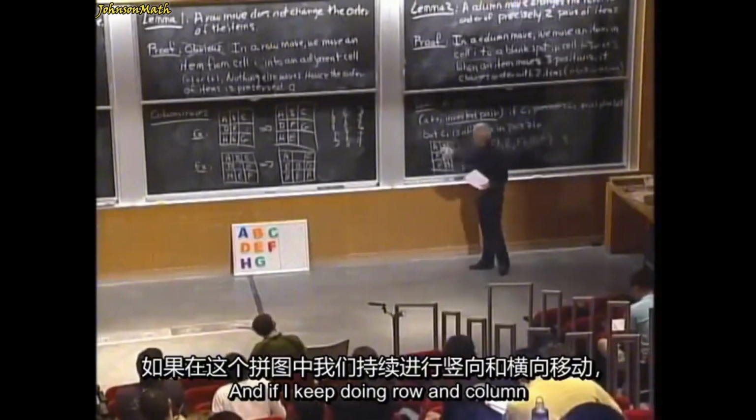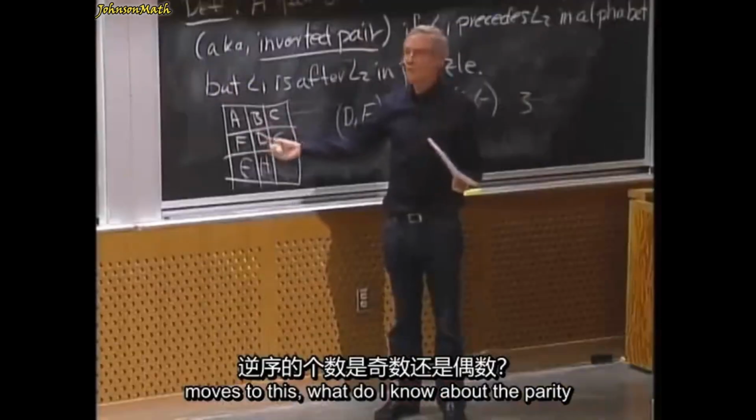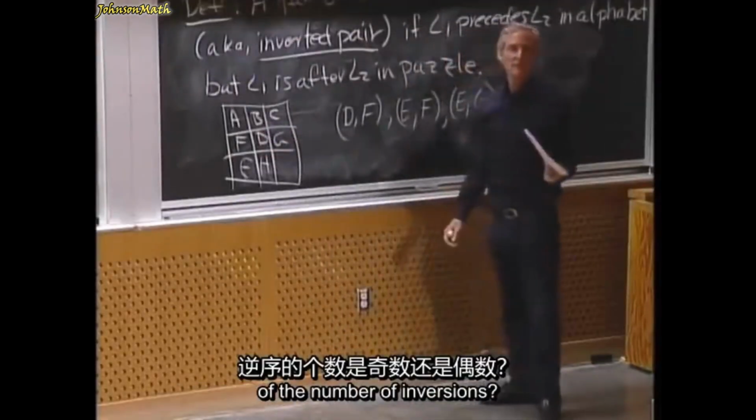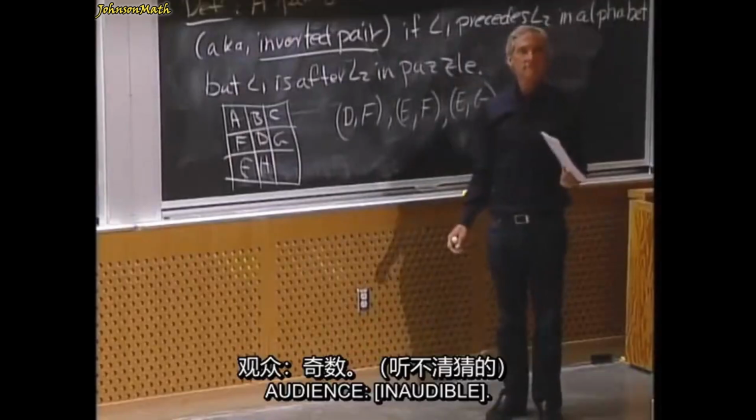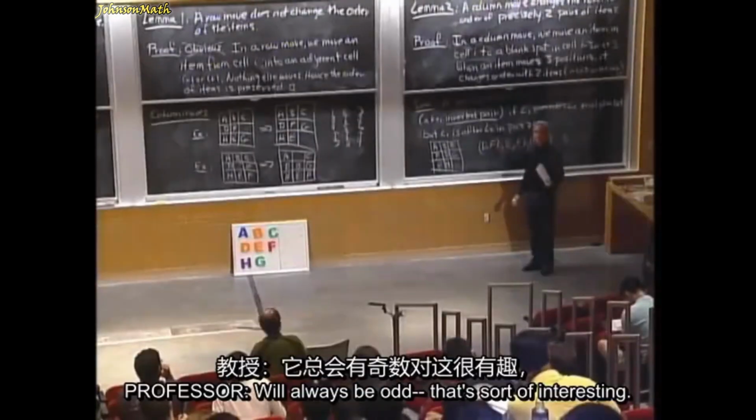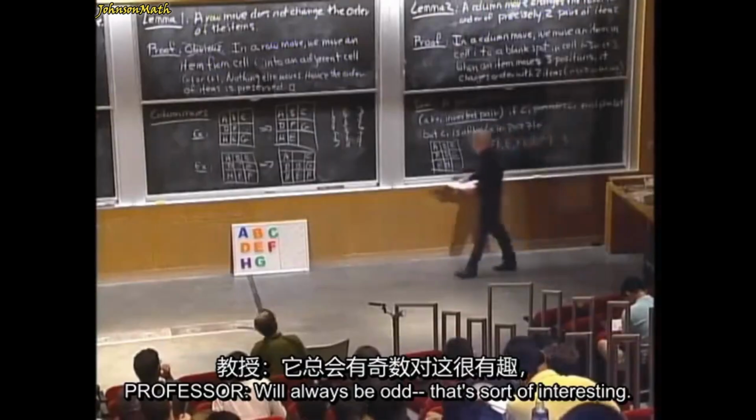And if I keep doing row and column moves to this, what do I know about the parity of the number of inversions? It will always be odd. That's sort of interesting. Okay.